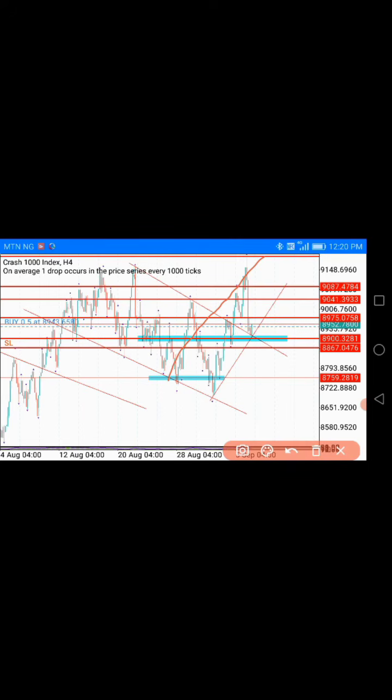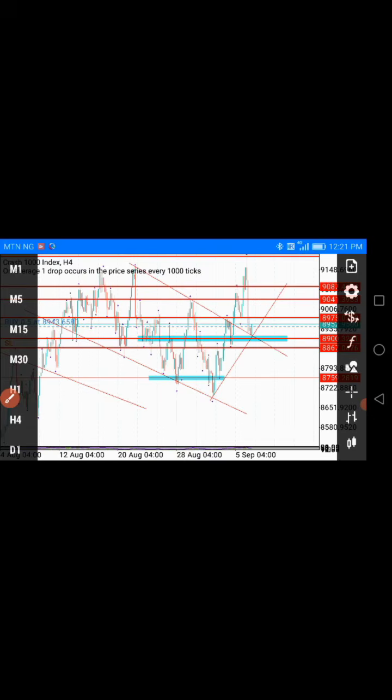Okay, so it's most likely this market is pushing up and may likely come this way and still go up. Now it may not go straight like this, but that's what I'm looking at. Okay, so let's get back to our 1 hour time frame.